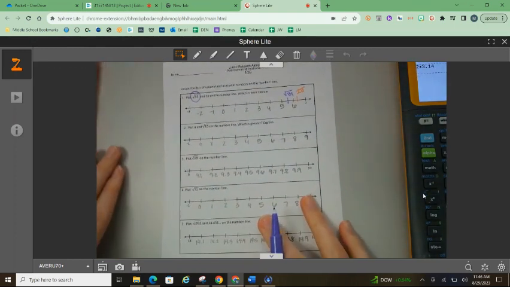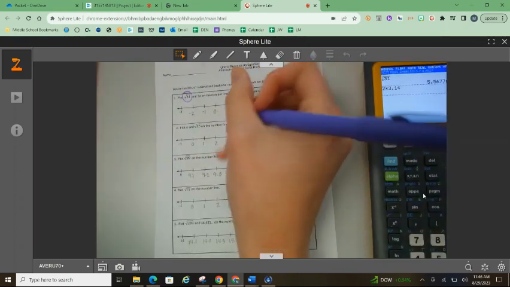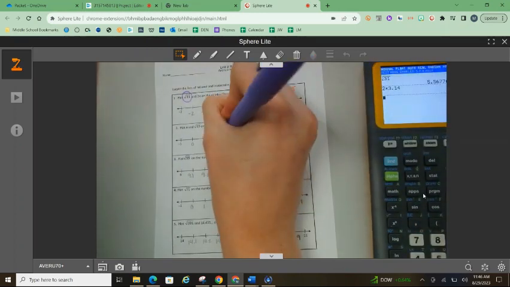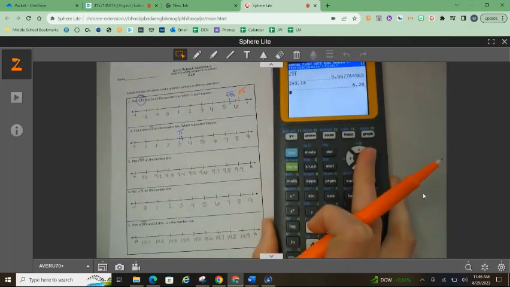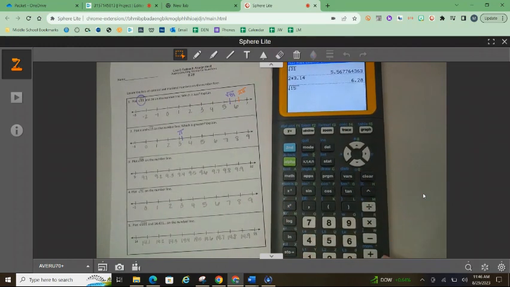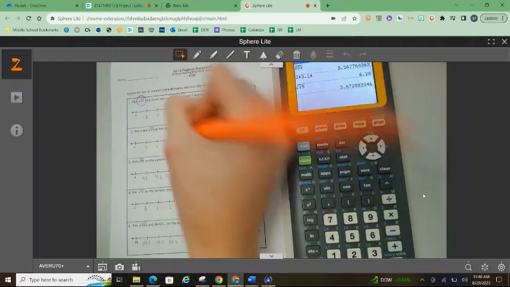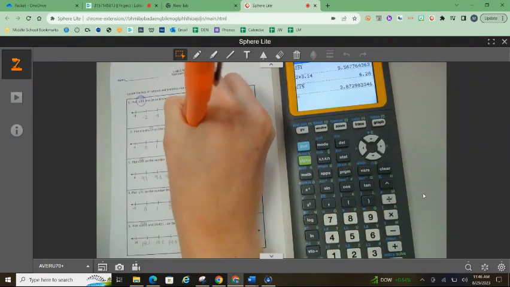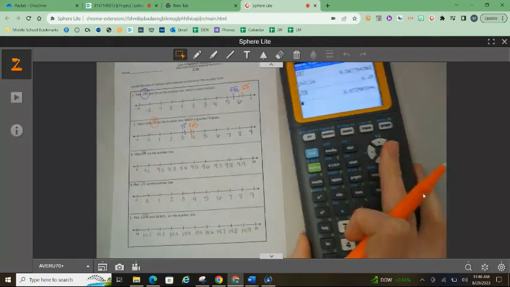The next one, it wants the square root of 15 and pi on the number line. Well, pi is 3.14, so that's going to be over here next to the 3. And then the square root of 15, to get that in the calculator, you do second x squared, 15, and that's 3.87. Okay, well, that will be a little bit closer to 4, so that's the square root of 15. Which one is greater? Well, that would be the square root of 15.